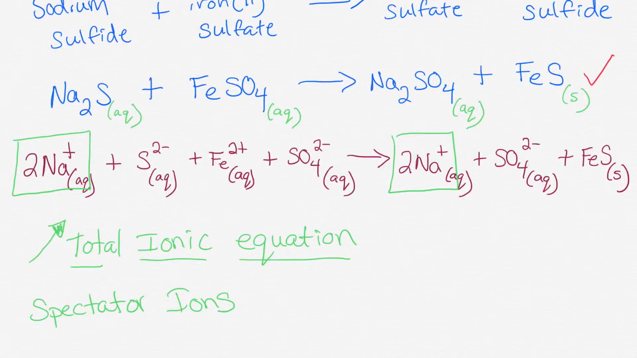So spectator ions are things that don't change in the reaction. So on the left side of this reaction, we have 2 Na+, and on the right side, we still have 2 Na+. So they haven't changed throughout this reaction. We have another spectator ion in the sulfate, SO4 2-. So same thing. Those are not changing throughout the reaction. They're ions on the left, they're ions on the right, and they haven't changed their formation.